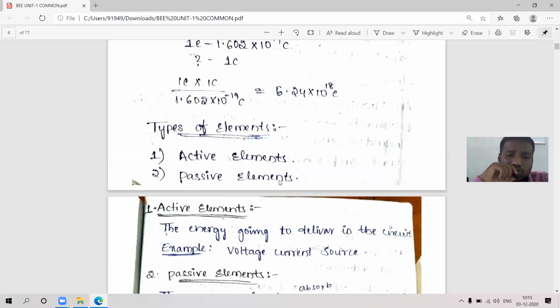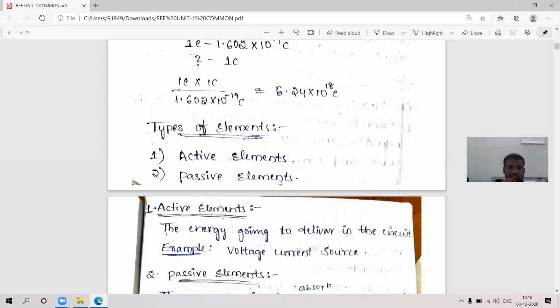So we know that two sources are there. From the battery we can say that it is a voltage source, and we can create a current source also. After having the battery we can create some current source and deliver it to the required elements. So clearly voltage source and current source are the energy delivering elements.